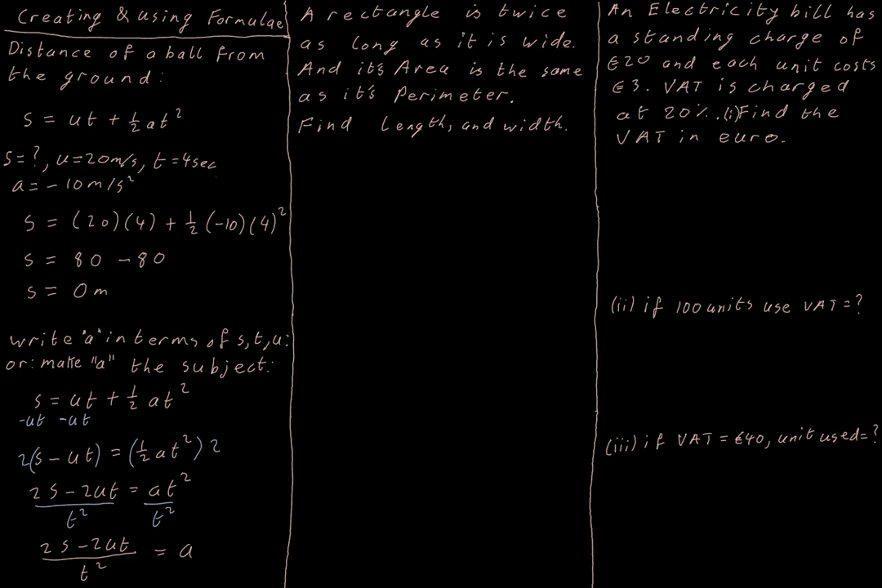Now, here we need to create an equation. So a rectangle is twice as long as it is wide, and its area is the same as its perimeter. If that is true, find the length and width of the rectangle.